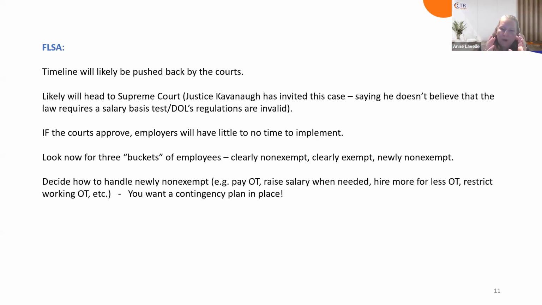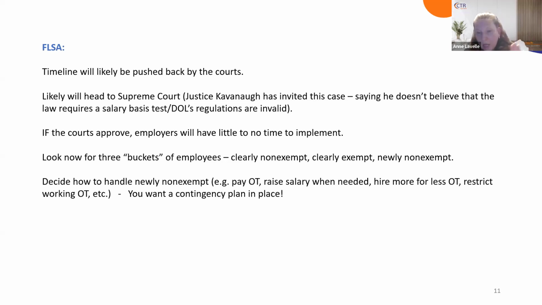It's the folks that fall in the middle there that are exempt right now because the duties test is met, but they're only at the 684 or a little above it, and you have to decide what to do with them. And really, your choices are limited, right? You're either going to say, okay, now the person is non-exempt whenever this rule actually takes effect, which is unlikely to be July 1st, but you don't know. And I'm going to pay overtime to them.